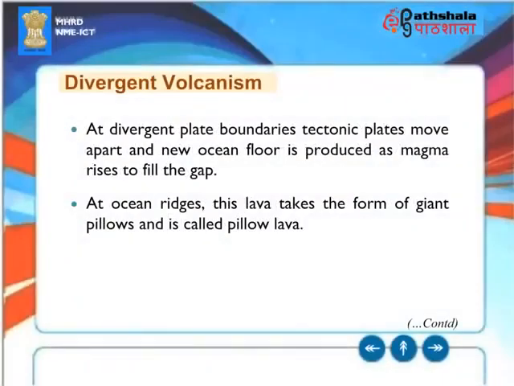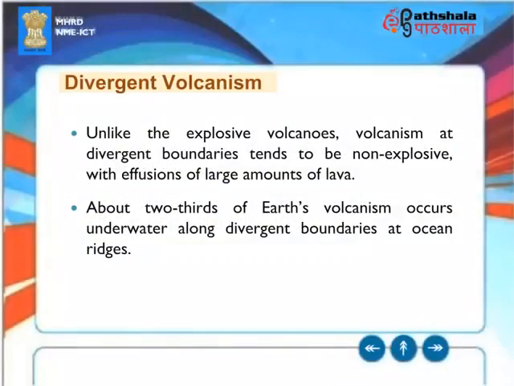Divergent volcanism. At divergent plate boundaries, tectonic plates move apart and new ocean floor is produced as magma rises to fill the gap. At ocean ridges, this lava takes the form of giant pillows and is called pillow lava. Unlike explosive volcanoes, volcanism at divergent boundaries tends to be non-explosive, with effusions of large amounts of lava. About two-thirds of Earth's volcanism occurs underwater along divergent boundaries at ocean ridges.